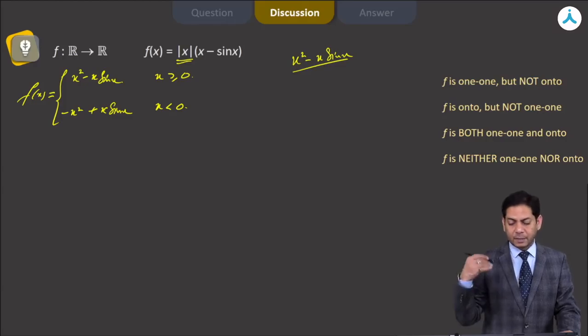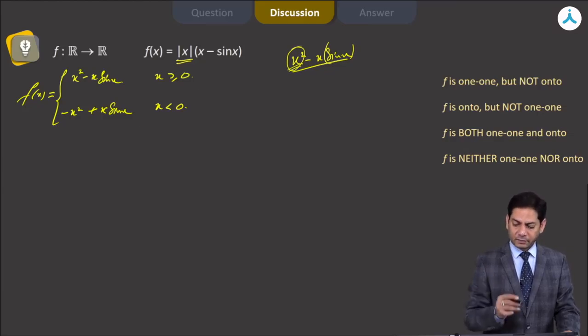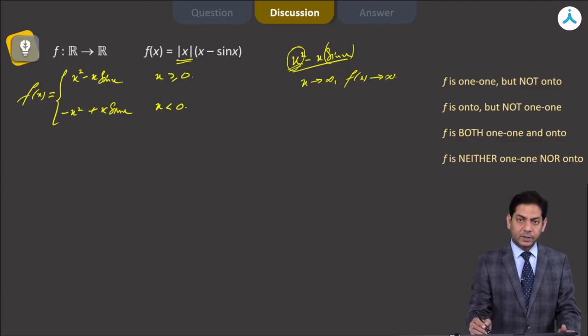And when x is approaching infinity, this x square term is the dominating term. It will be approaching infinity. This sin x will be fluctuating or oscillating between minus 1 and plus 1, so this x square will be the dominating term. That is, we can say when x approaches infinity, f of x approaches infinity. And at 0 it is 0. So, in between 0 to infinity, it achieves all values for sure.